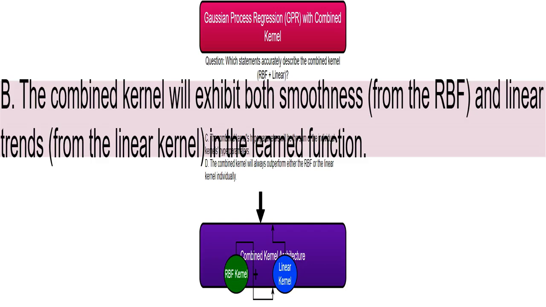This statement is correct. Yay! Because I'm adding an RBF kernel, which creates smooth curves, and a linear kernel, which creates straight lines, my combined kernel can capture both smooth, curvy relationships and linear trends in the data. It's like giving my model the best of both worlds.